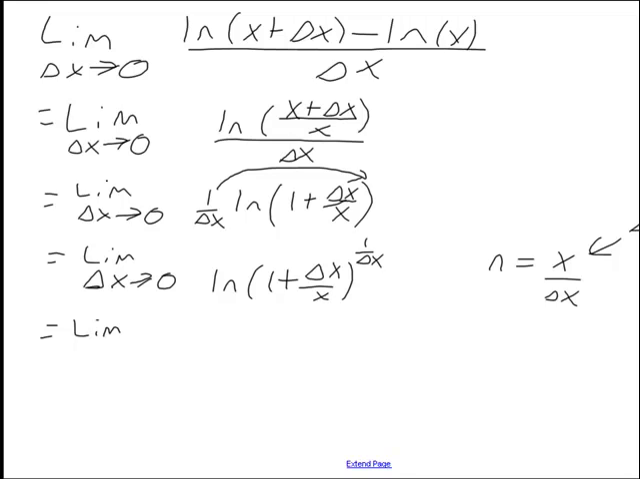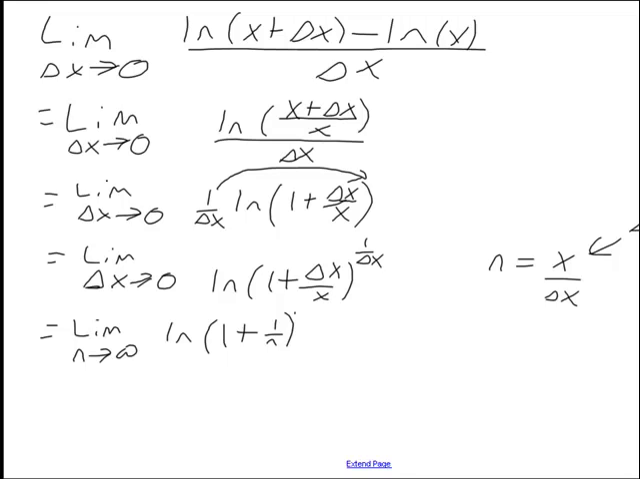Well, as delta x is approaching 0, x is divided by 0. Well, dividing by 0 is infinity. So this will be the limit as n approaches infinity of the natural log of 1 plus, well, delta x over x is just the reciprocal, so that'll be 1 over n. Then we'll have a power of 1 over delta x.